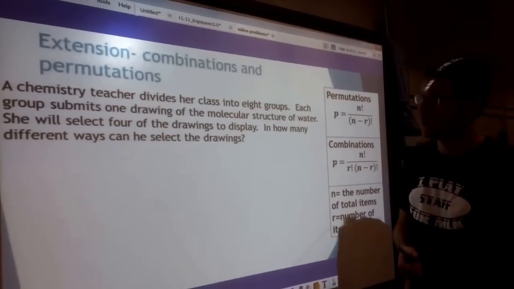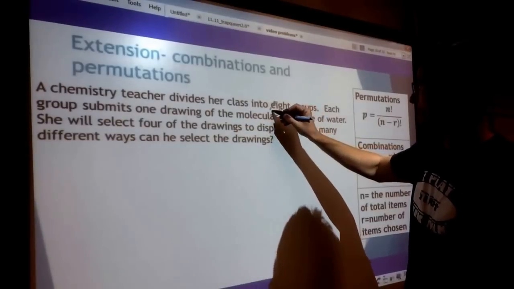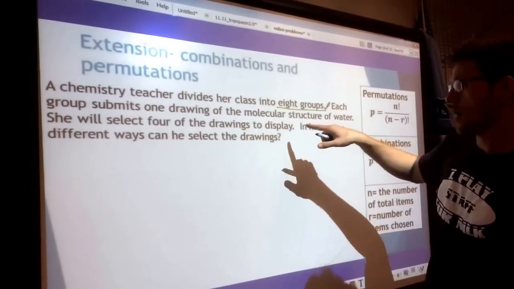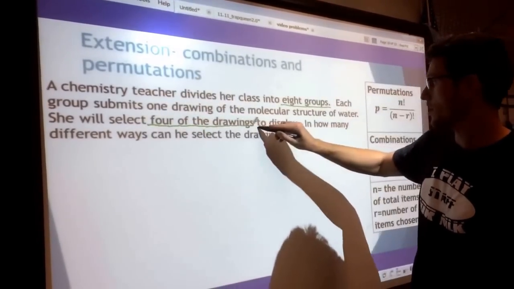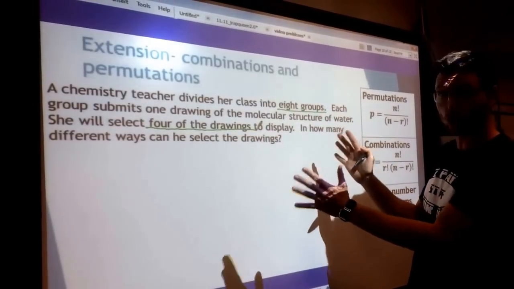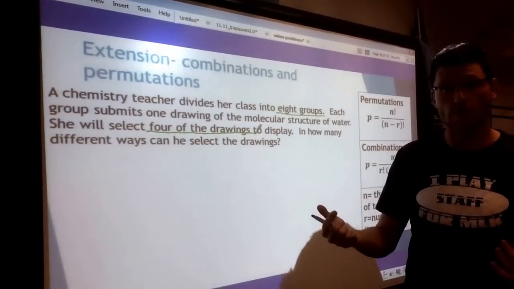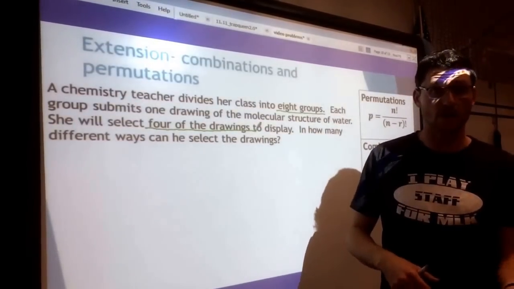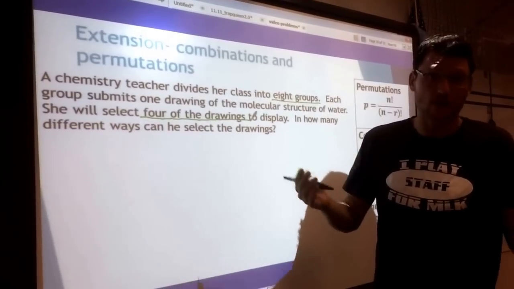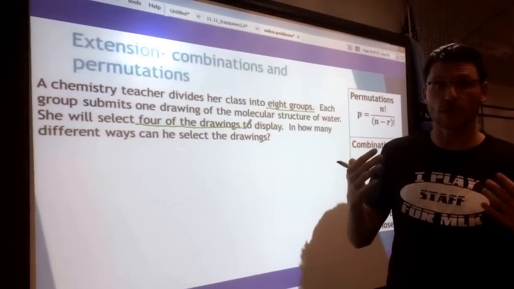One. All right, guys, so in this next problem, it's talking about a chemistry teacher, breaks her class up into 8 groups. Each group submits a drawing, and she will select 4 of the drawings to display. Okay, so if you want to pause the video and take a minute to read this whole word problem, you can. But one thing that you'll notice is, unlike the last problem, in this problem, the order doesn't matter, right? If she picks this one first and this one second, it doesn't matter because they're both going to be displayed. Okay, so when she picks them out, in this case, the order doesn't matter.